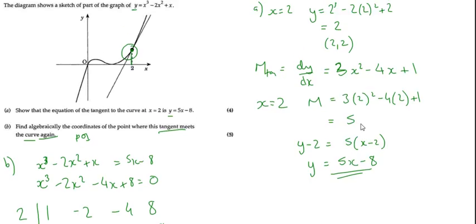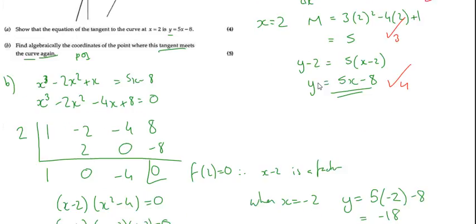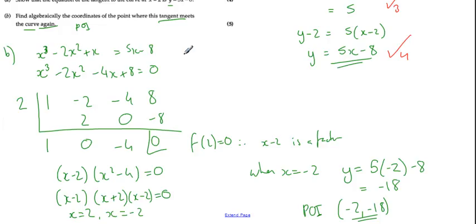Okay, let's finish off by looking at the marking. So in the first one, 4 marks, 1 for getting your coordinate you need to use, 1 for differentiating, the third mark for getting the gradient, and then the fourth mark for subbing in and proving that it is y equals 5x minus 8. And then in part B, we're looking at solving the simultaneous equation, so setting that up gets you the first mark.